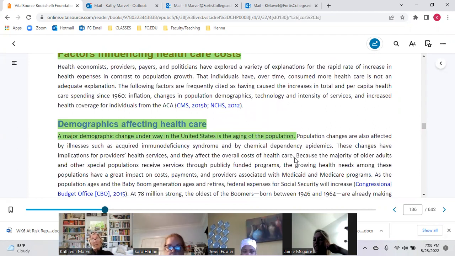What is the biggest demographic that is affecting healthcare? The aging adults. Why? Well, because all of the baby boomers have now reached the age of retirement, and so they're all saturating the healthcare system. And what is a majority of care that they're using the resources for? Chronic illnesses, right?